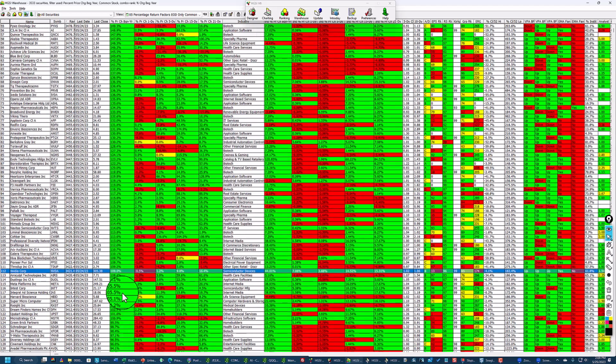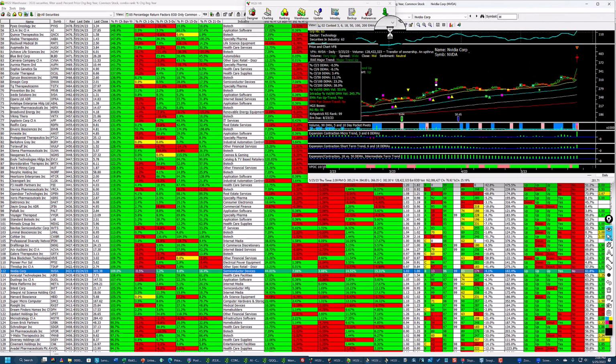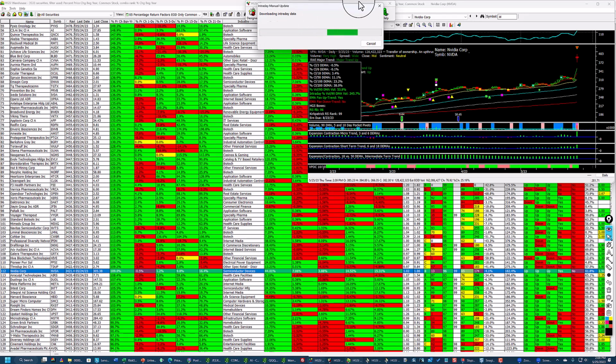But let's just take a look at NVIDIA. As of last night, it was up 109% yesterday, and today, what's it tacked on today? Oh, I need to update my intraday. Sorry about that. I'm doing it manually because it drags down the computer more when I just let it run every 5 minutes. And as you can see, it only takes about 30 seconds to update the whole database. So we'll get the current price on NVIDIA.